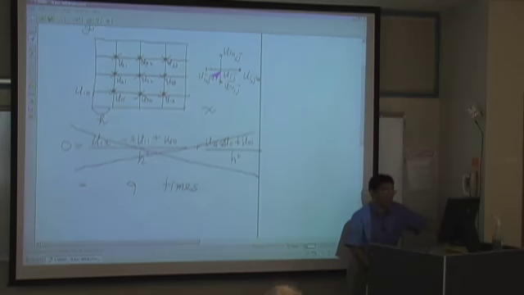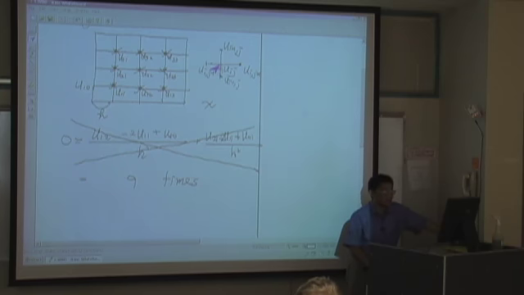To write the same thing at this position, at some generic position, the i,j related point, we can write the relation this way: 0 equals u i,j plus 1 minus 2 times u i,j plus u i,j minus 1 over h squared, plus u i plus 1,j minus 2 times u i,j plus u i minus 1,j over h squared.